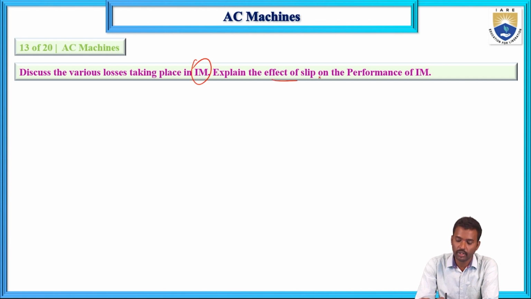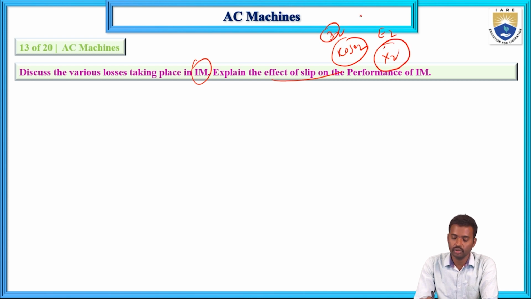So this I explained. This is the effect on the cos phi 2, the power factor, I2 in the current, the E2, and the reactance also. So this will have an effect on this one. So what are the losses here?